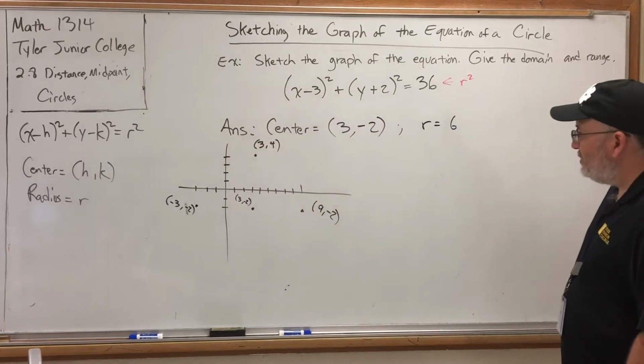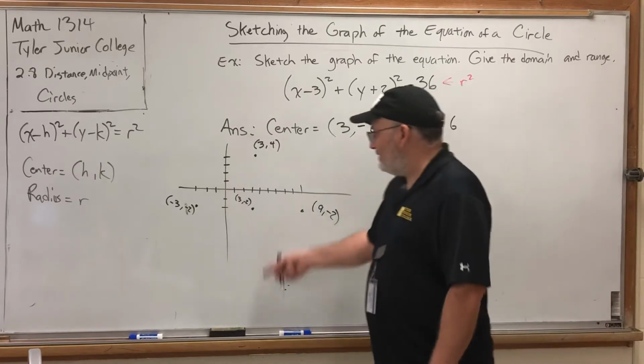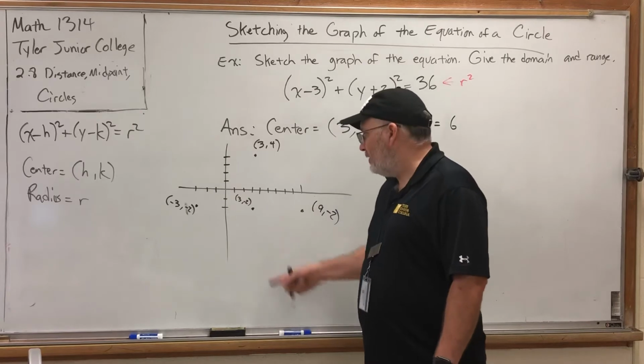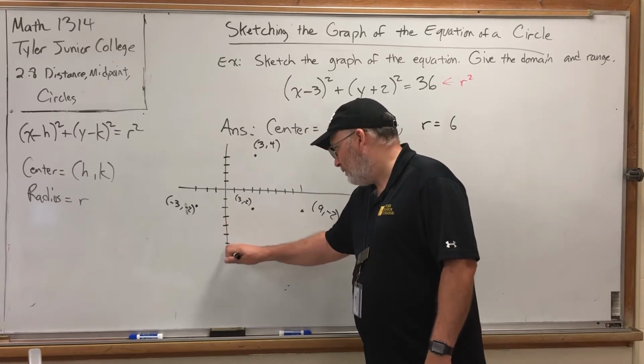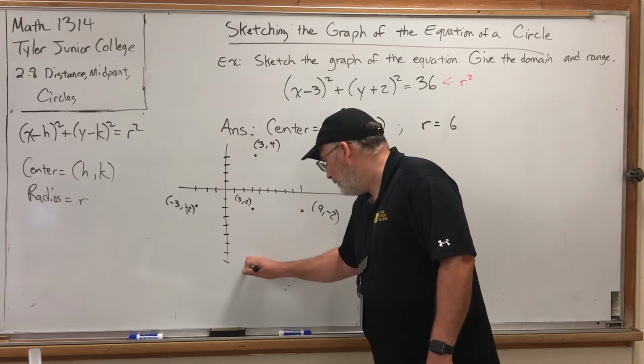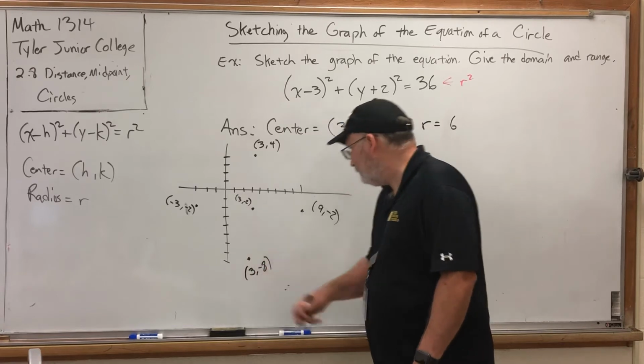And I also need to go 6 down. Going down 6 is like subtracting 6 from the y-coordinate. Negative 2 minus 6 is negative 8. So we would have a point at 3 comma negative 8.